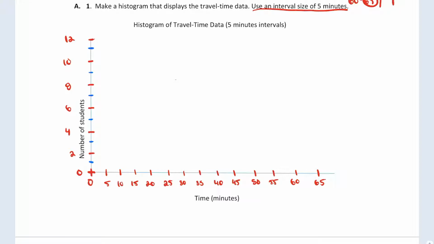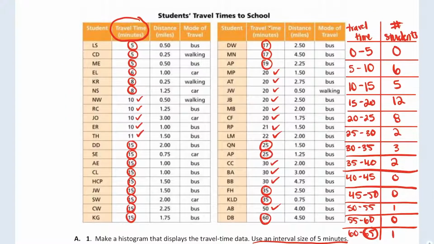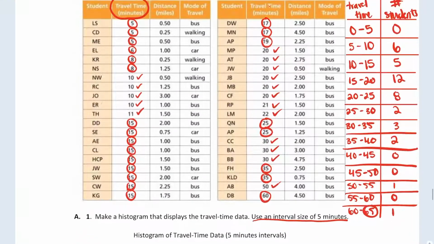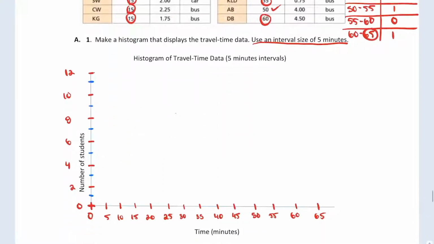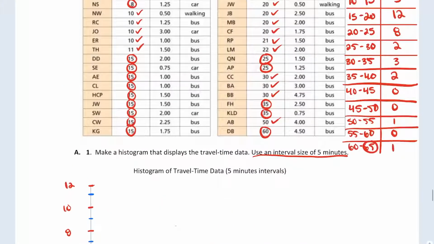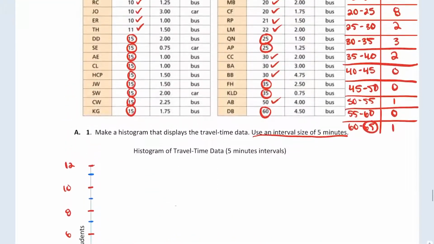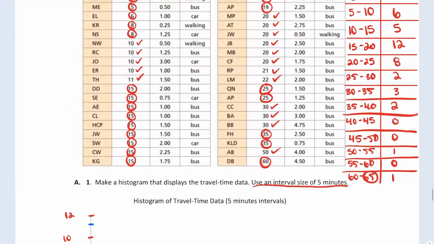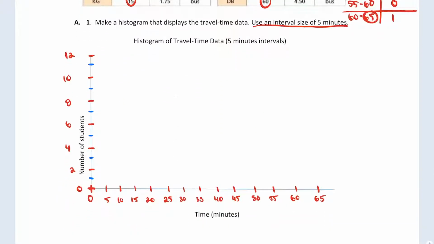Okay, so here we go. Here is where we start drawing our histogram. So we're just going to go down the frequency chart. So for a travel time of 0 to 5, I had 0. So I'm going to leave it blank. I'm not going to draw anything there. For 5 to 10 minutes, how many students did I have? I had 6 students who took 5 to 10 minutes. So what I'm going to do is I'm going to create the sides of my bars. I'm going to go all the way up to 6.